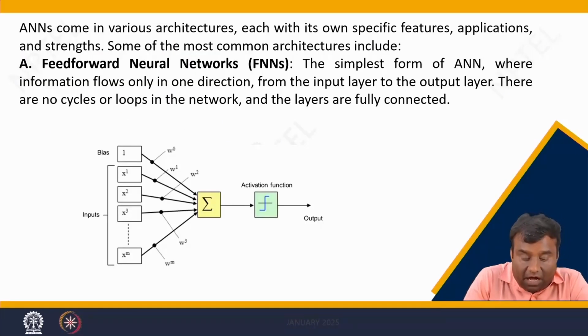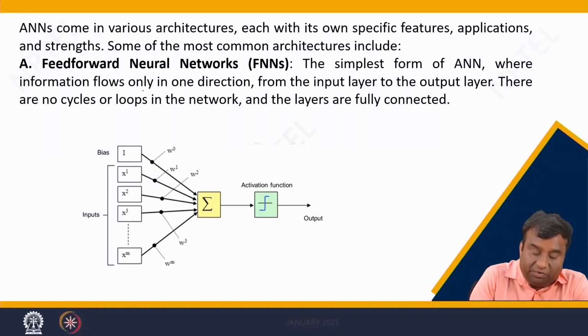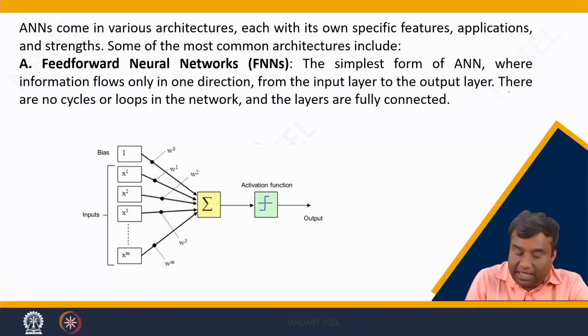ANNs come in various architectures, each with its own specific features, applications, and strengths. Some of the most common architectures include feed-forward neural networks, that is FNNs, the simplest form of ANN, where information flows only in one direction from the input layer to the output layer. There are no cycles or loops in the network, and the layers are fully connected, just like this.